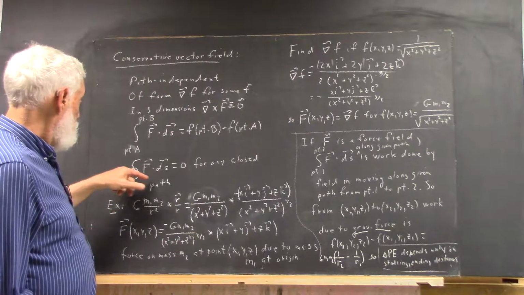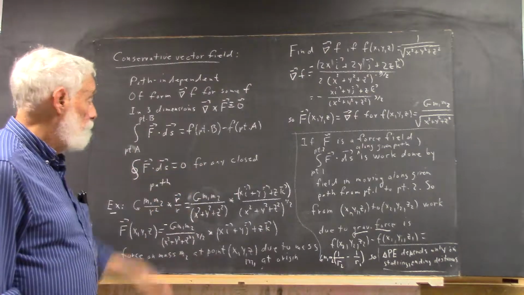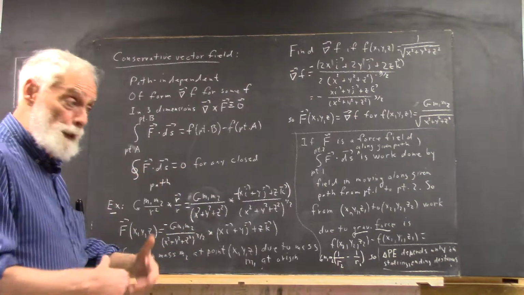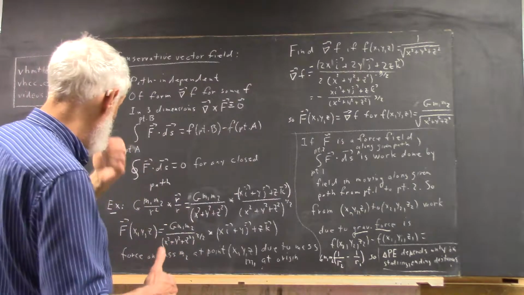Also, the integral of F dot ds is 0 around any closed path, any path that comes back to its starting point.